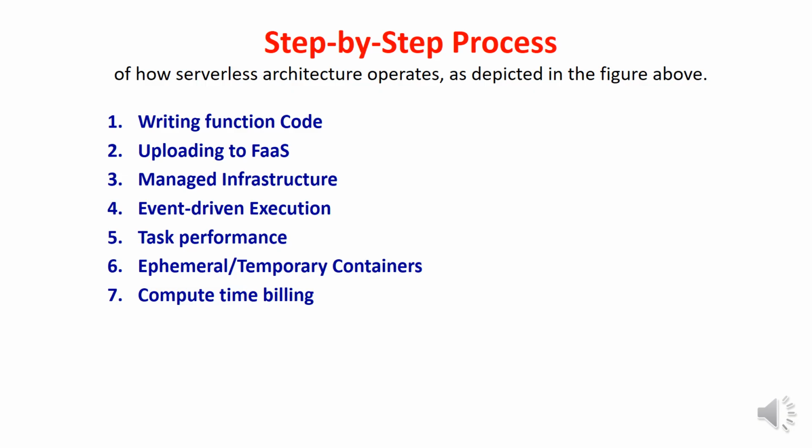Fifth one, task performance. The functions perform their respective roles, such as integrating with third party services. Sixth one, ephemeral containers or temporary containers. A temporary container gets triggered during invocation and destroyed after the execution completion. The cloud provider handles its creation and destruction automatically.